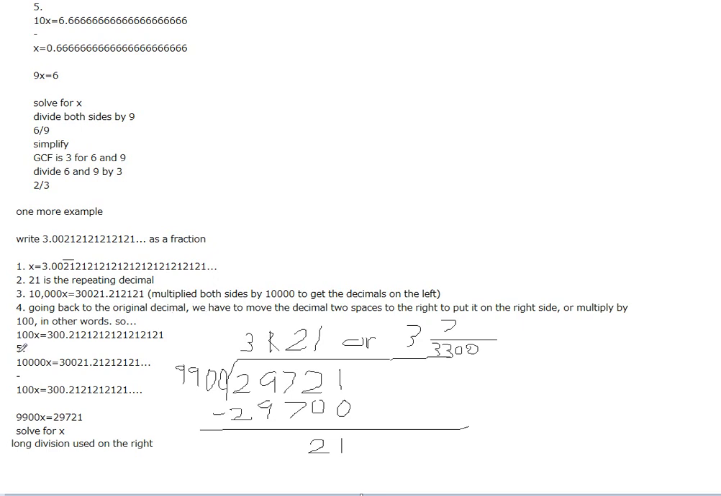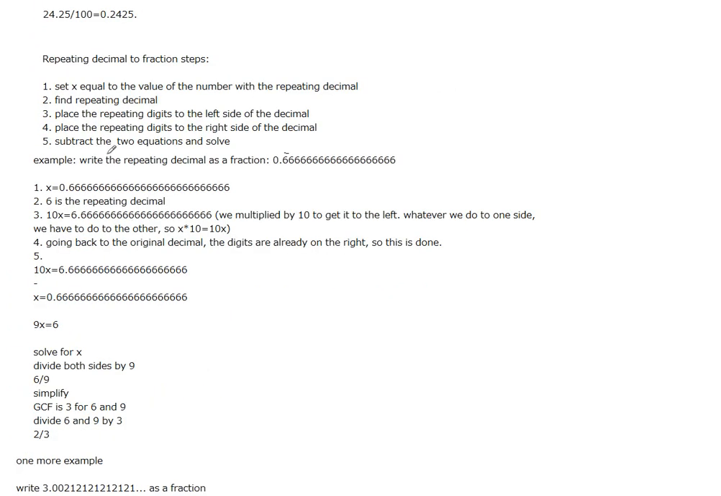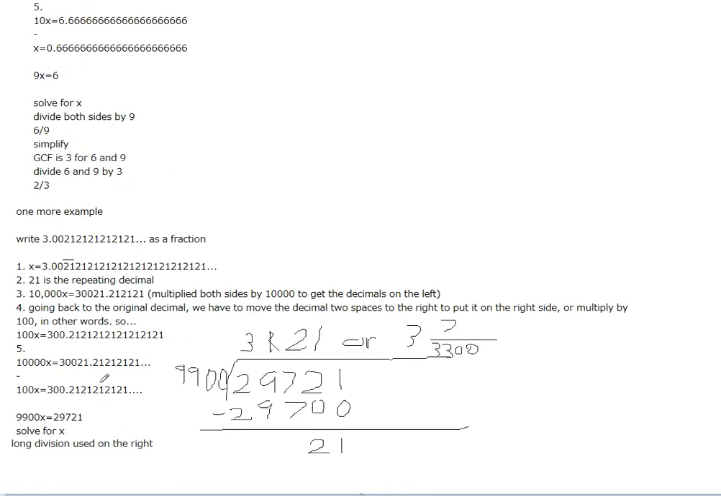And just like we did earlier, step 5. Step 5 was subtract the two equations and solve. So we have 10,000x minus 100x, and we have 30,021 minus 300. So we just subtract these two here. The repeating decimal gets subtracted too, so it goes away. We subtract 10,000x minus 100x. That leaves us with 9,900x. So we just solve for x.